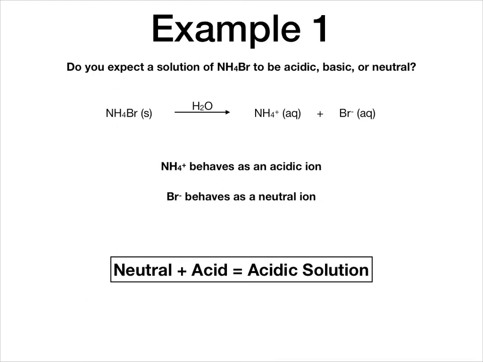And so, do we expect the solution to be acidic, basic, or neutral? Well, my ammonium behaves as an acid, and my bromide behaves as a neutral. A neutral plus an acid is an acidic solution, so I would predict that my pH is less than 7 when ammonium bromide is dissolved in water.